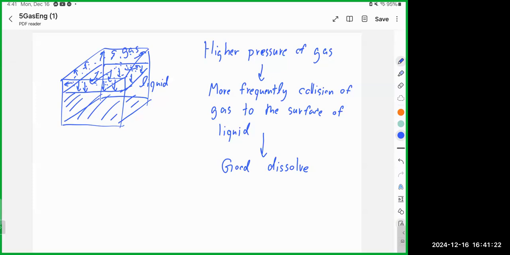That's it. And we call it dynamic equilibrium because if the rate of gas dissolving into the liquid, the rate of incoming, and here is the rate of outgoing, if these two rates are equal, it would be the dynamic equilibrium.